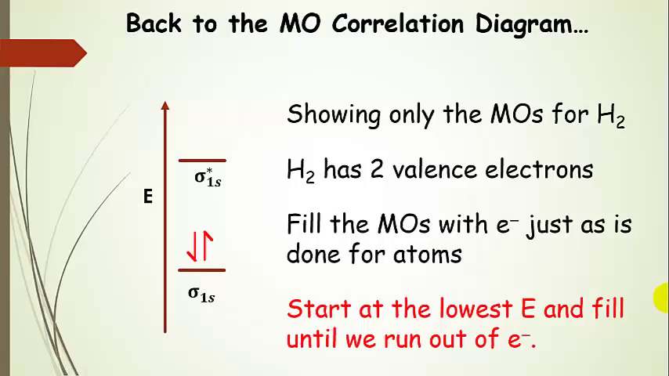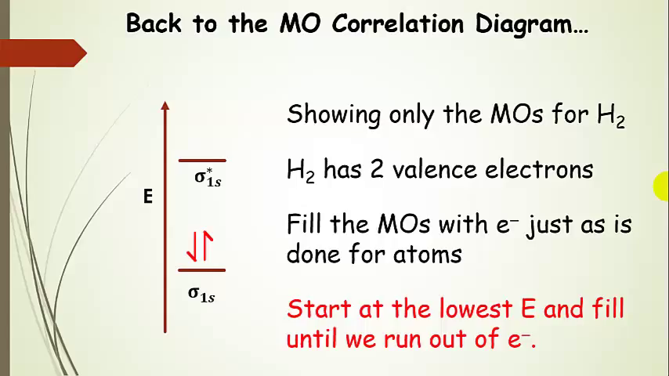Okay, so let's go back to the molecular orbital correlation diagram. I'm showing only the molecular orbitals for hydrogen now. I've taken off the atomic orbitals that were there. We're just looking at the molecular orbitals. Now, hydrogen has 2 valence electrons. So hydrogen H2, the diatomic molecule, has 2 valence electrons.